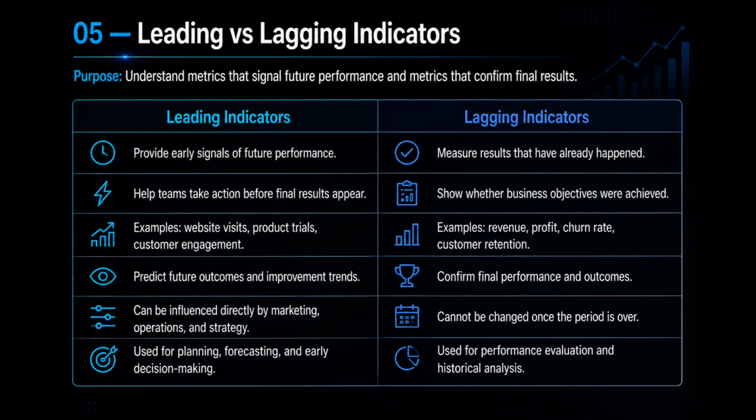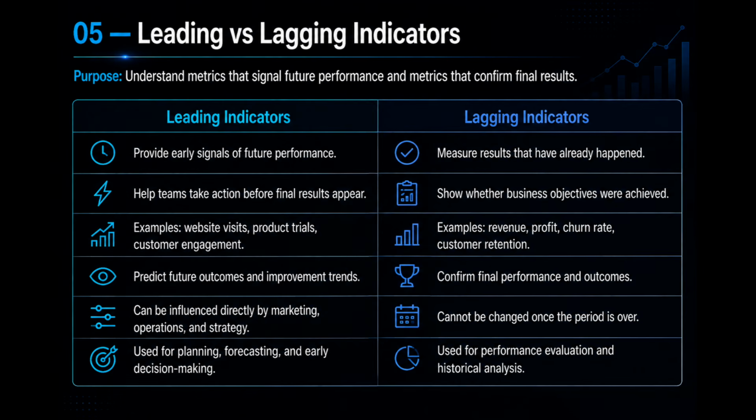Leading indicators provide early signals of future performance. They help teams take action before the final results appear. Common examples include website visits, product trials, and customer engagement. These indicators help predict future outcomes, can be influenced through marketing, operations, and strategy, and are useful for planning, forecasting, and early decision-making.